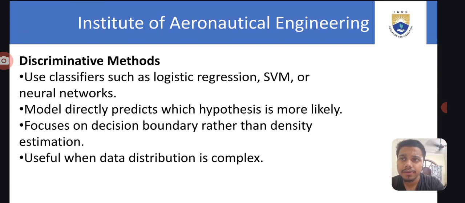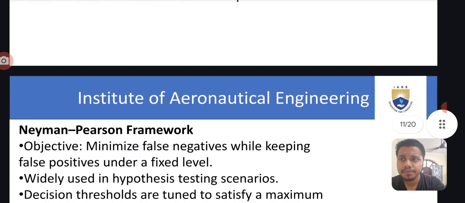Discriminative methods use classifiers such as logistic regression, SVM, or neural networks. These models directly predict which hypothesis is more likely. They focus on the decision boundary rather than density estimation, which is useful when the data distribution is complex.